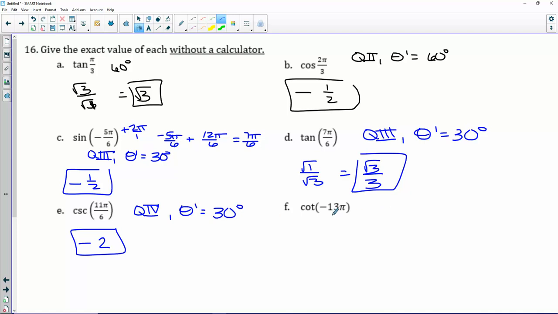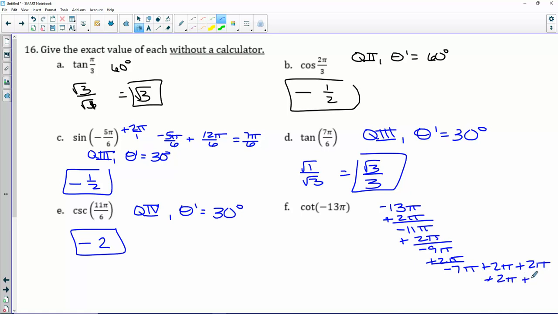All right, and negative 13 pi. So if it's a negative, you add 2 pi. Okay, if I add 2 pi, I get negative 11 pi. So we're going to have to keep adding 2 pi here. So negative 9 pi. Add 2 pi. So negative 7 pi. Add 2 pi. And if you keep adding, so you get negative 5, negative 3, negative 1. When you add it again, then it's pi.